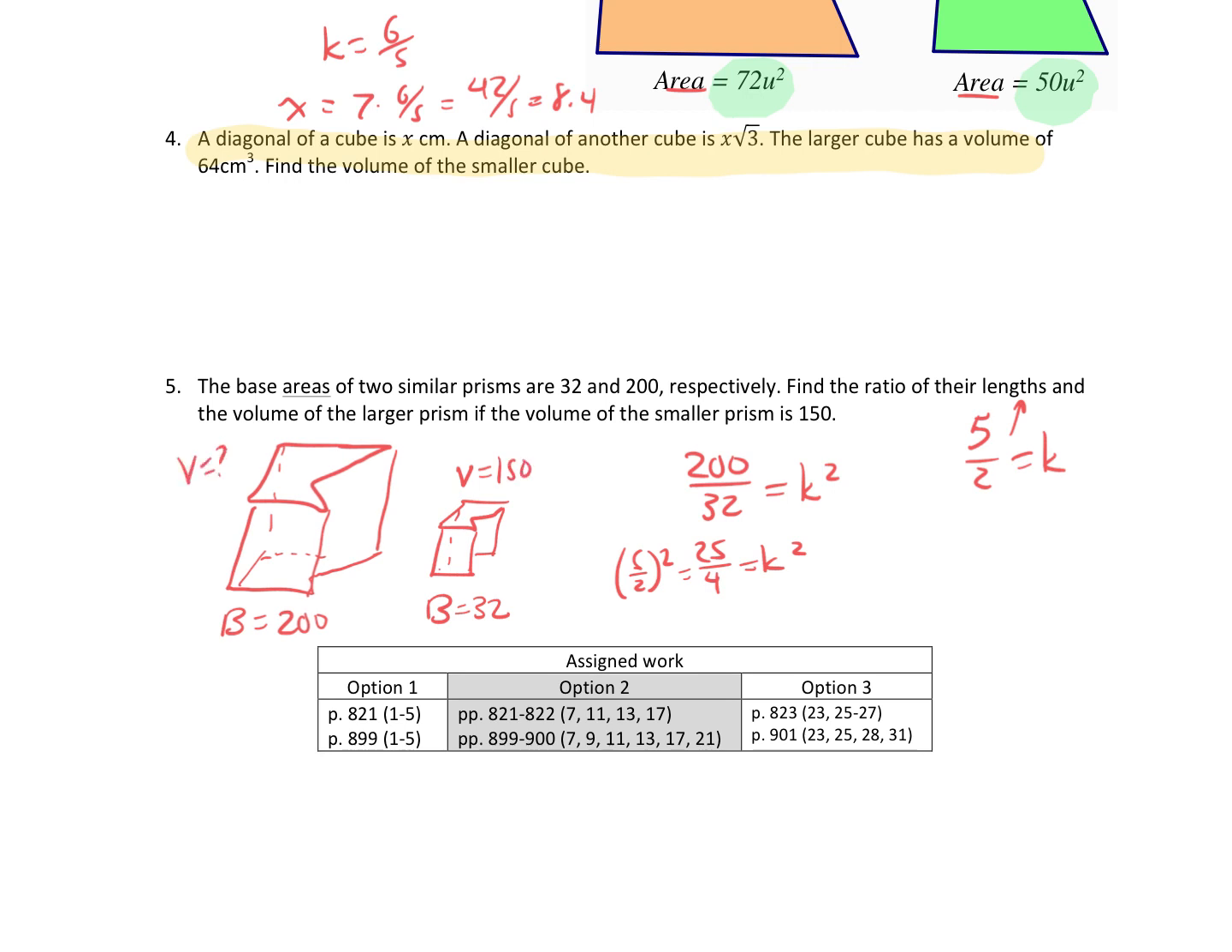And the volume of the larger prism, if the volume of the smaller one is 150. I'm trying to find this volume. To multiply from this volume to this volume, I don't multiply by k. I don't multiply by k squared. I multiply by k cubed. So I need to take 150 times k cubed to get this big volume. That's my big V. This is 150 times 125 over 8. I get 9375 over 4, which as a decimal is 2343.75.